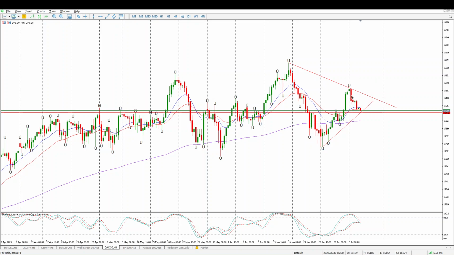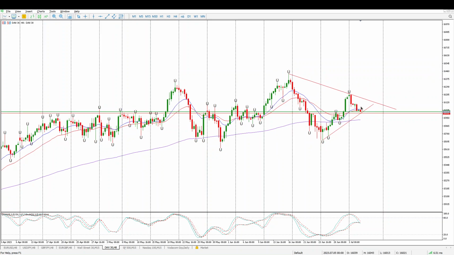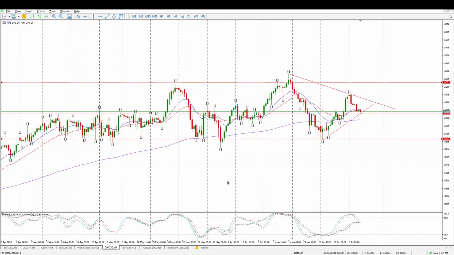So that is a triangle, a relatively weak triangle with only two touches on either side. This could be the third touch here. A triangle inside of, I'm going to do that and take your pick where that is, inside of a range.